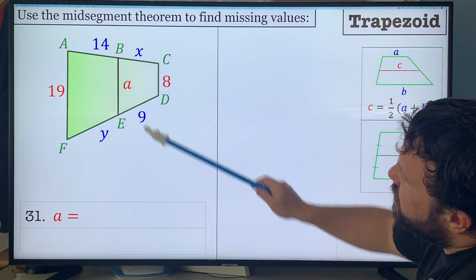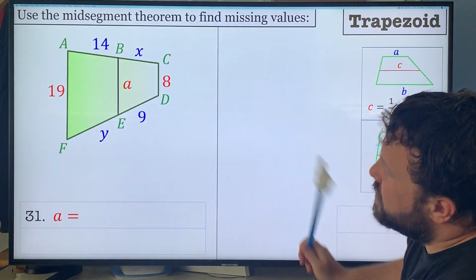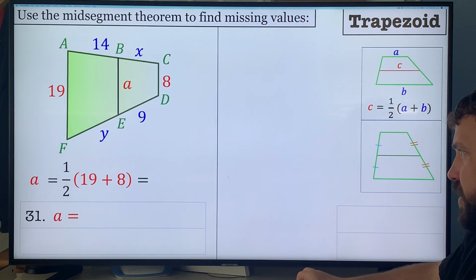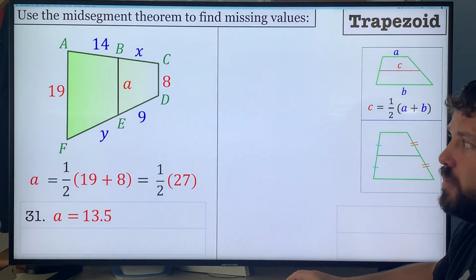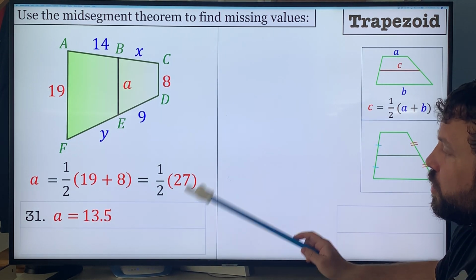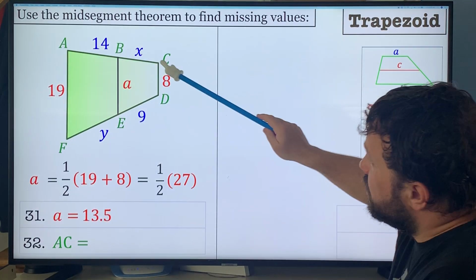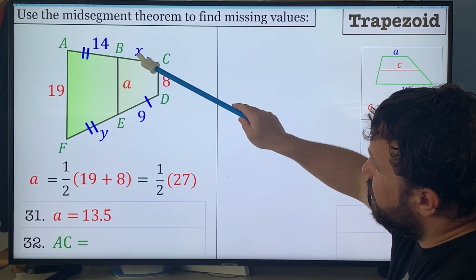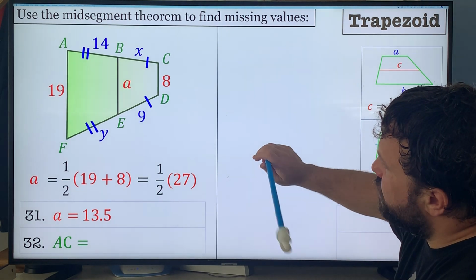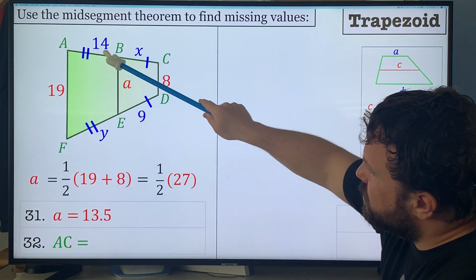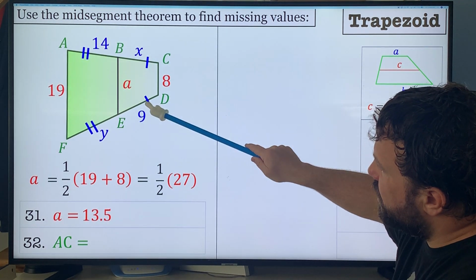So first thing we're going to do here is find A. We add up the two bases. 19 plus 8, we get 27. We divide it by 2 and you get 13.5. All right. We also know how to find AC. AC is this whole distance. So if I was going to find X, I know that X, ooh, that's not right. This should be a double. X equals 14 and Y equals 9.